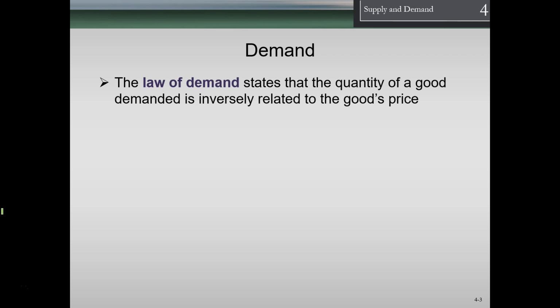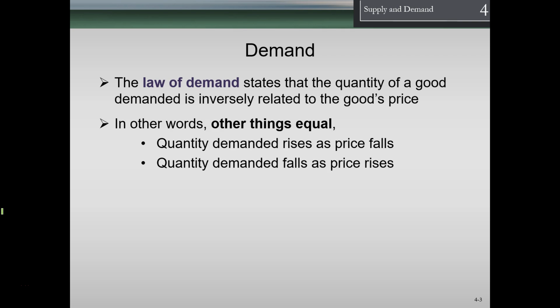So the law of demand states that the quantity of good demanded is inversely related to the good's price. So what that means, in other words, is other things equal, holding all things equal, because we are talking about a model here, and we're isolating our factors to just have these factors involved, and that's a scientific method, by the way. Quantity demand rises as price falls. So all else equal, if the price of something goes down, then people want more of it. And that seems somewhat self-intuitive.